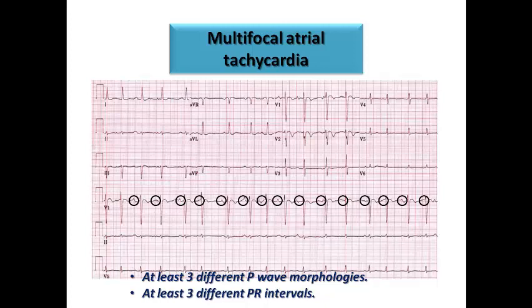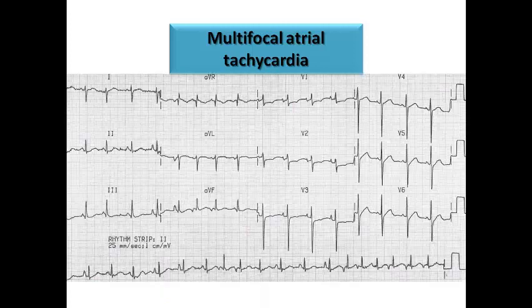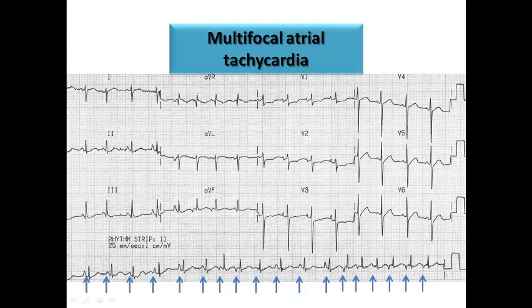So this is what we call multifocal atrial tachycardia, which is not an uncommon rhythm to see in your practice, especially in patients with COPD. This rhythm is important to characterize because sometimes it needs rate controlling medication if the patient is symptomatic. Here we can notice from these arrows that there are at least 3 different P wave morphologies and at least 3 different PR intervals, so we can call this multifocal atrial tachycardia, sometimes abbreviated as MAT.